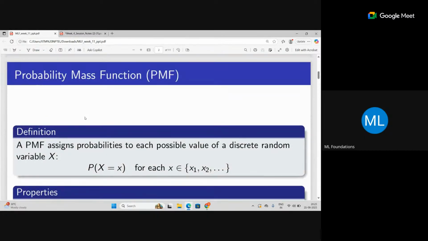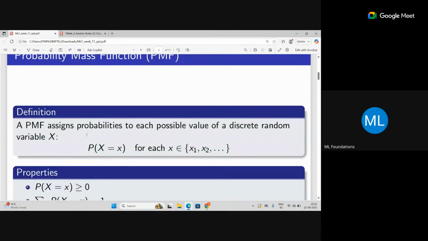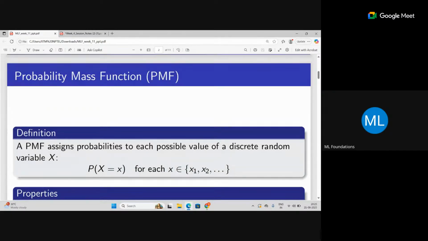Now you can see that a PMF assigns probabilities to each possible value of a discrete random variable x. One more question here: can a discrete random variable take negative values? Yes, sir, it can take negative values, right? But if the values taken by the random variable are negative, can the probabilities be negative? No, sir. No, right?